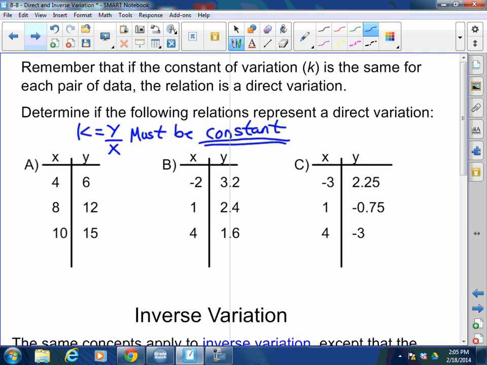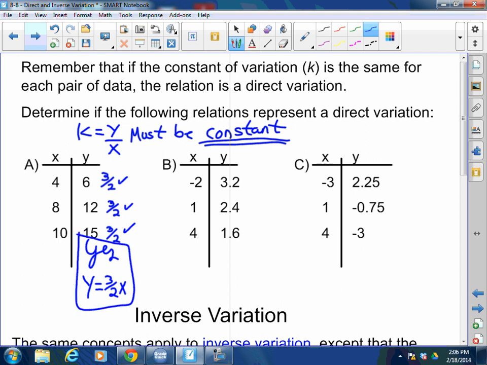Feel me? So 6 divided by 4, that's 3 halves. 12 divided by 8, that's 3 halves. 15 divided by 10, that's 3 halves. Are the k's all equal? So this is a yes. What would the equation be? Y equals k, which is 3 halves, x. Excellent.